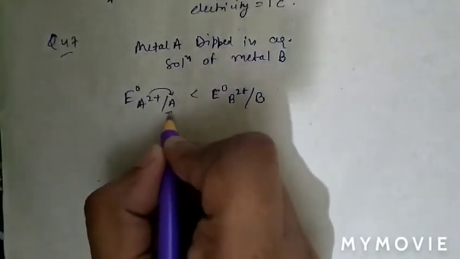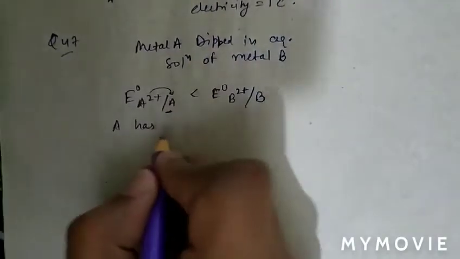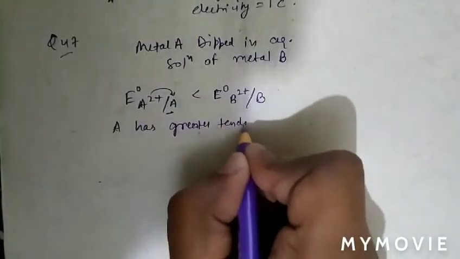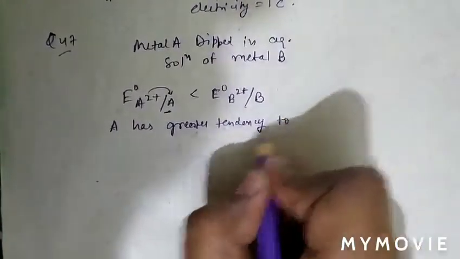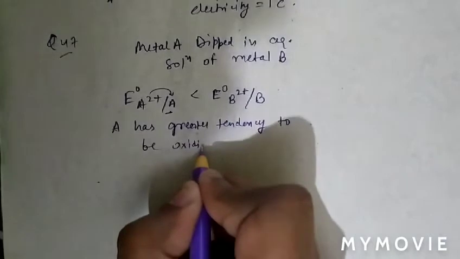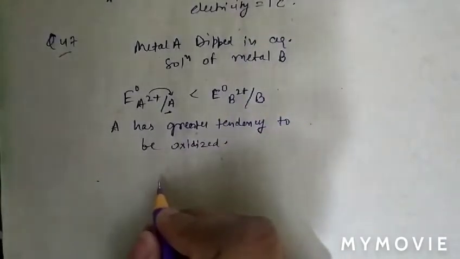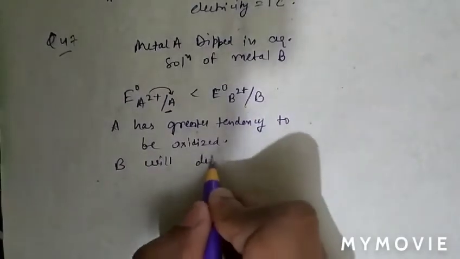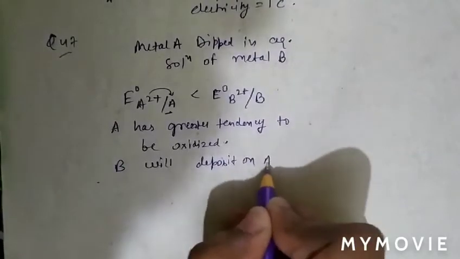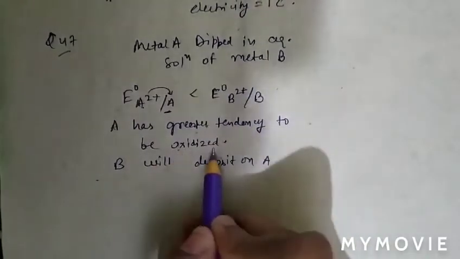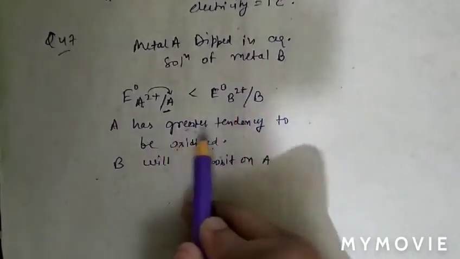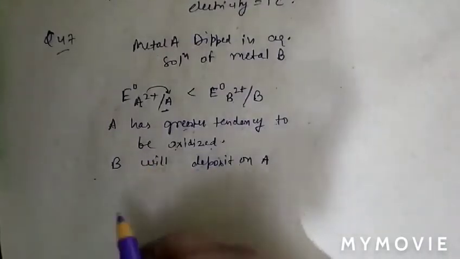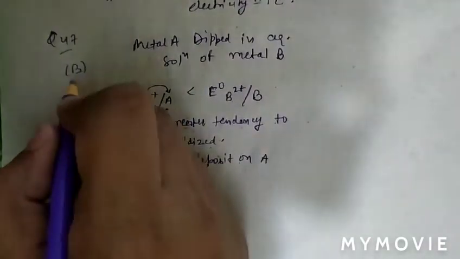When A has a lower value of E naught, it means A has greater tendency to be oxidized. It means B will deposit on A, because A has greater tendency to be oxidized. So B will have greater tendency to be reduced. Therefore, B will deposit on A. So question number 47, option B is correct.